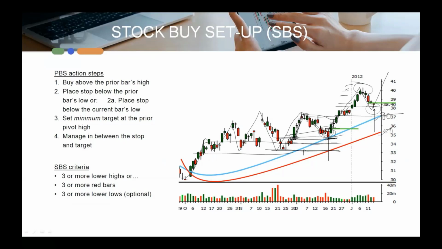A topping tail here, coming back in to the prior level of demand or support. Rising 20 EMA, rising 50, good. We have a bottoming tail. Here's another setup. Once this bar breaks out, the green bar takes out this red bar, get back in and ride the next wave. Now, I'm making it look pretty simple.